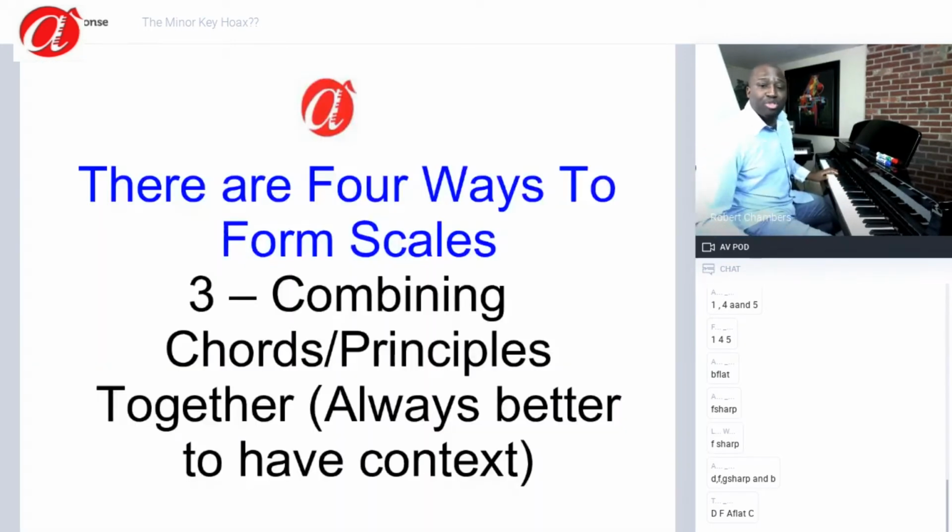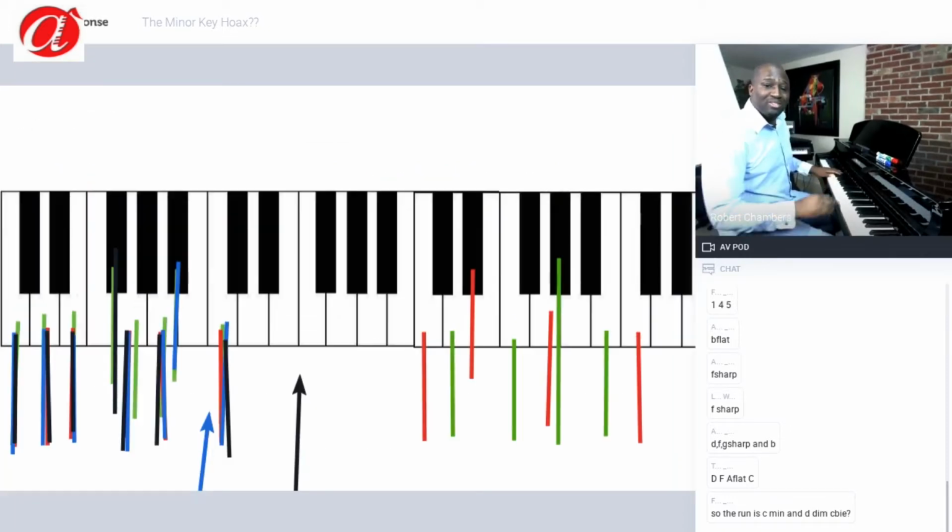Okay? So then number 3 is how you form scales as well, by combining chords or combining principles. And it's always better to have context, not just say that it has the 1, 2, flat 3, 4, 5, flat 6, and then a major 7. That's not in context. You need to understand the principle. So for example, we know that when we play this, right?